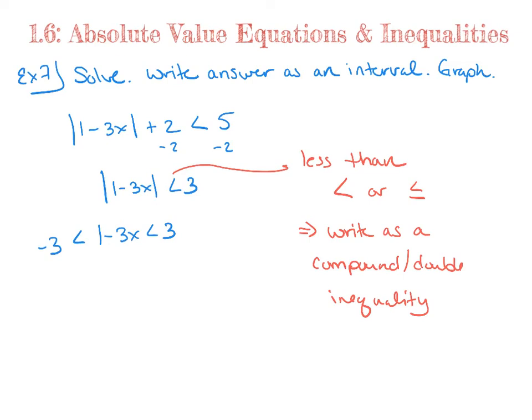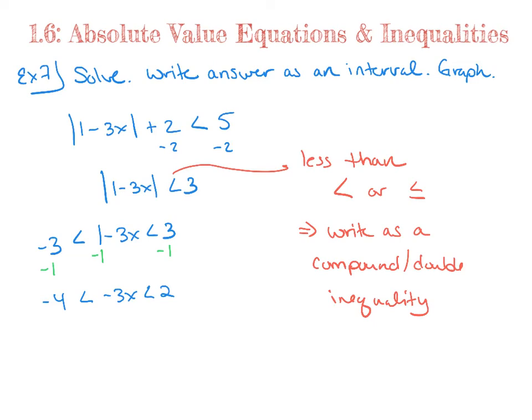And these compound inequalities are great because we can solve basically two inequalities all at once. Just remember, whatever you do to one side, you have to do to all three sides. So if I want to, let's say, get rid of the 1 in the middle by subtracting, I just have to do it to all three sides. So that becomes negative 4 is less than negative 3x, which is less than 2.